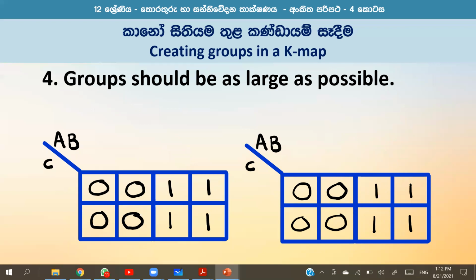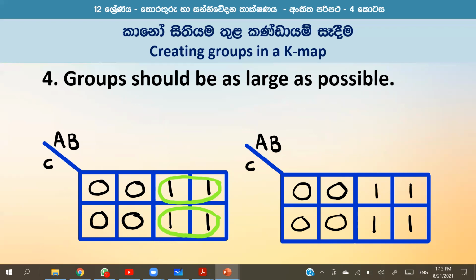We also need to keep the earlier rules in mind. We can't use the zeros. We can't do the diagonals. Right? We should have the quantities in 1, 2, 4, 8, 16 and we should try to take most number of ones into a group. Right, most number of ones into a group. So here I can create two groups like this.